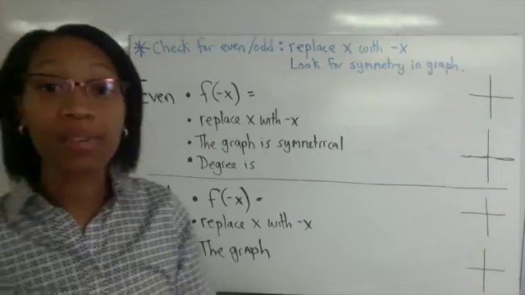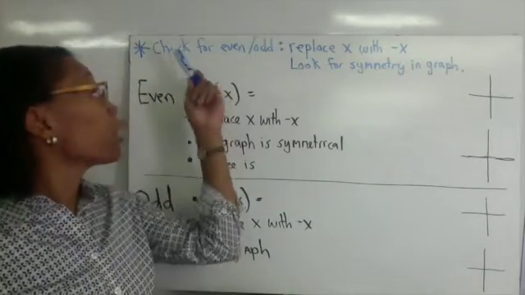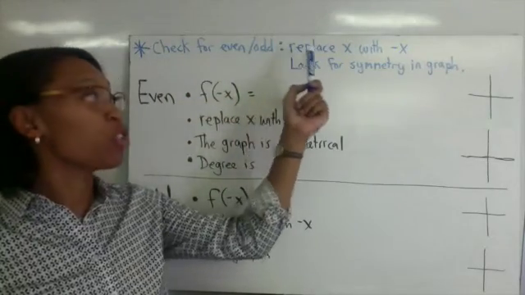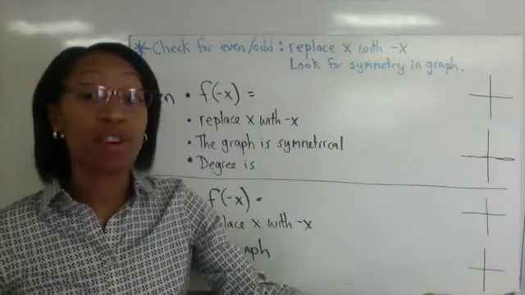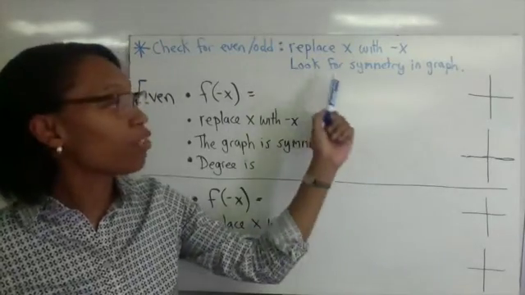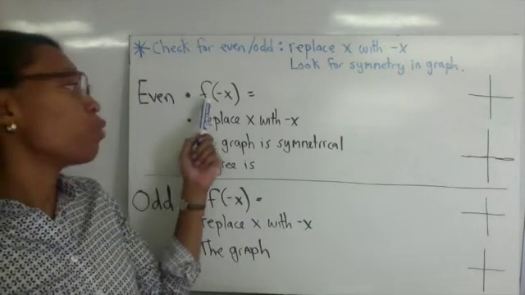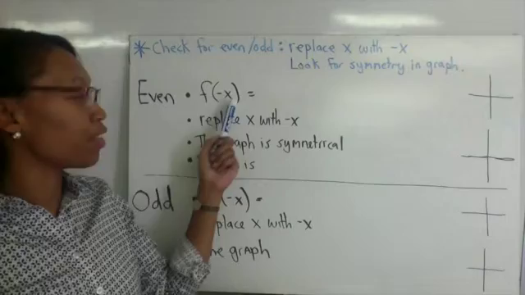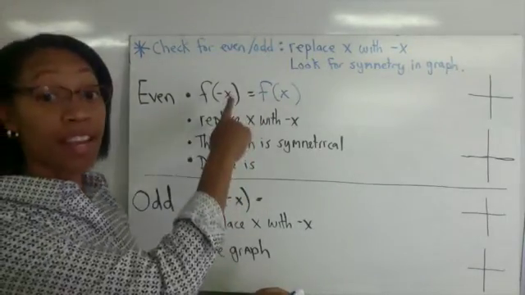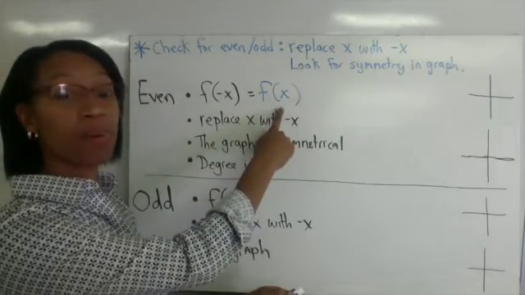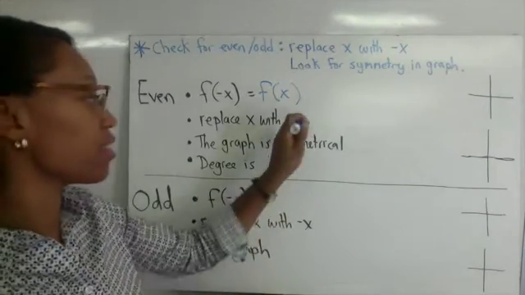All right, so how can you tell if a function is even or odd? Well, if you're going to try to check to see if it's even or odd, you should replace the x with -x and see what you get. And you can also tell if it's even or odd by looking for symmetry in the graph. Even functions. If you have an even function and you plug a -x into the function, what you get is the same function back. F of -x equals f of +x. When you replace x with -x, the function stays the same.